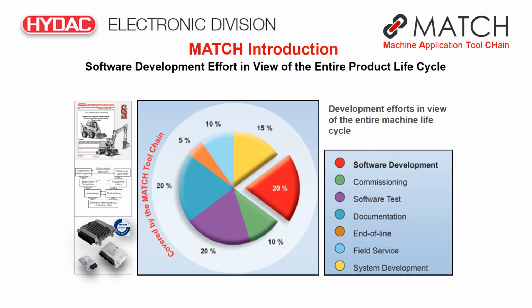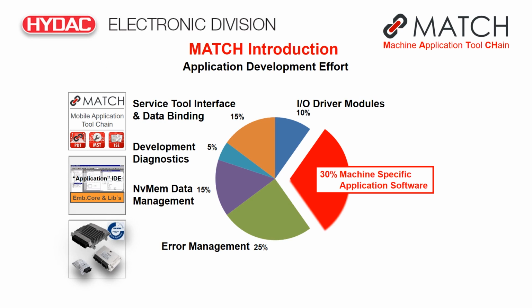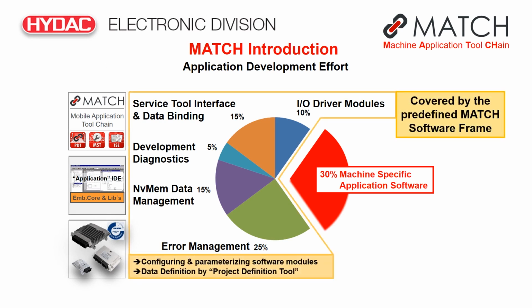This includes software development, commissioning, software test, documentation, end-of-line considerations, field service, and system development. With regard to breaking down the application development effort, the machine-specific portion of the application software represents roughly 30%. The remaining 70%, which includes driver modules, service tool interface, development diagnostics, data management, and error management, is covered by MATCH.